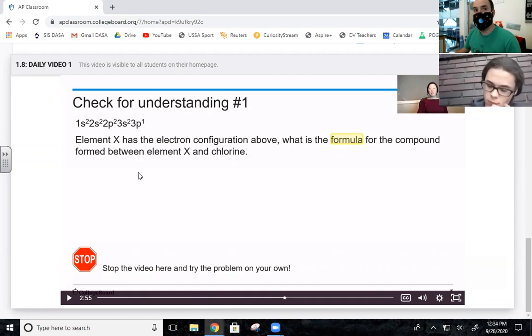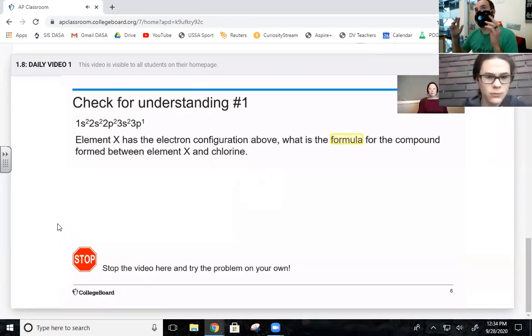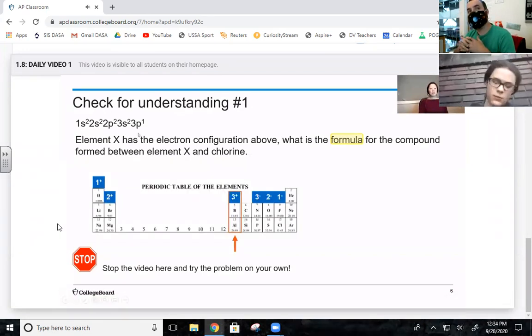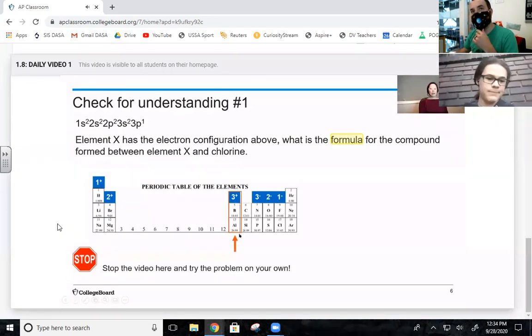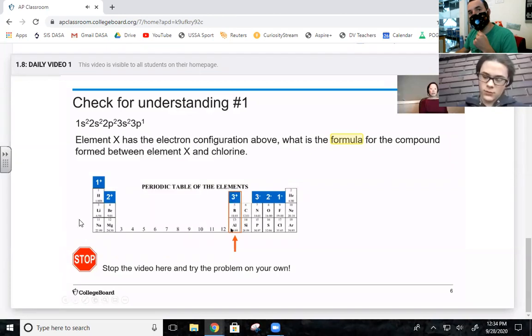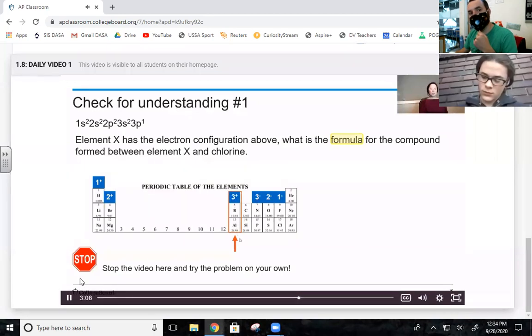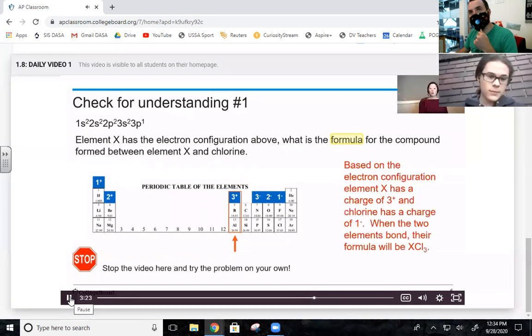Okay? So let's see what Alice does here. For this particular element, since it ends in 3p1, it would end up having a charge of 3+. You probably even figured out that aluminum is the element, but if you didn't, that's fine because it doesn't ask you to do that. Since we're putting aluminum together with chloride, chloride has a charge of 1-. You're going to need 3 chlorides to bond with 1 aluminum for the overall charge to equal 0. That means the formula is going to be XCl3, or you could have written AlCl3, and that would be fine too.